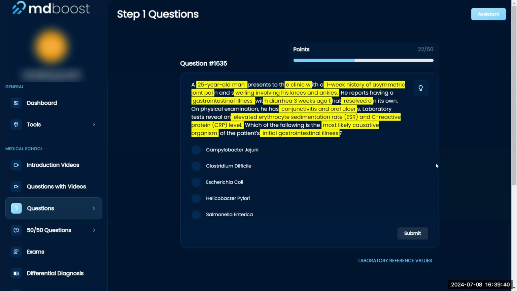All right, so he is having GI issues that also now extend into joint pain involving the knees and ankles. So this is a bacterium that is affecting the knees and ankles as well. But there's conjunctivitis, oral ulcer, and then he has lab tests showing inflammation. 25-year-old. What bug would cause you to have diarrhea, but also joint pain?